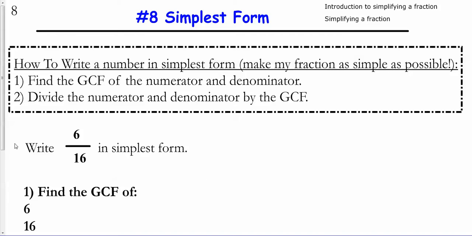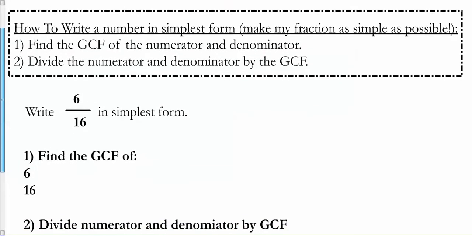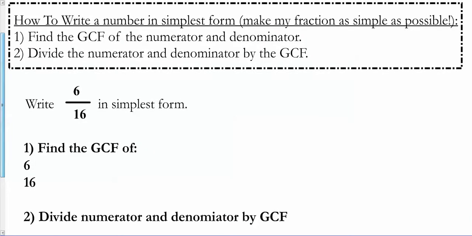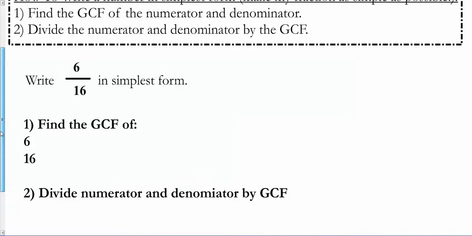This is lesson number 8, simplest form, otherwise known as simplifying fractions. So here's how we do it. First, we have to find the greatest common factor of the numerator, which is the top number, and the denominator, which is the bottom number. Then, we divide the numerator and the denominator by the greatest common factor.